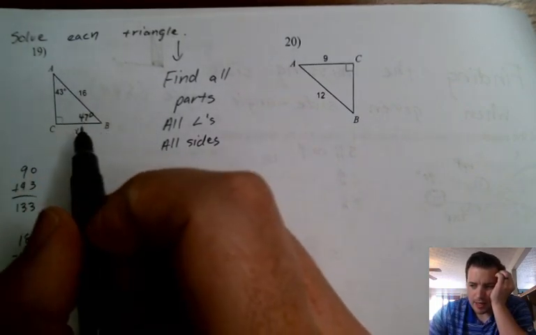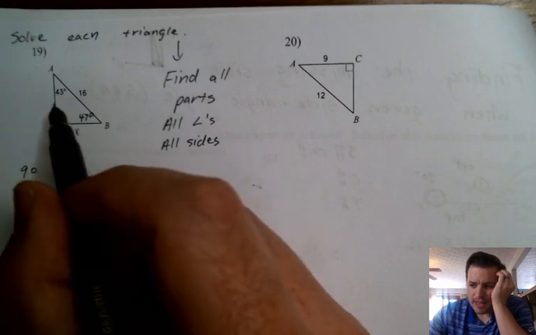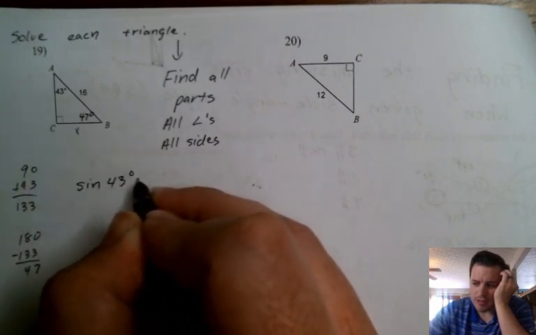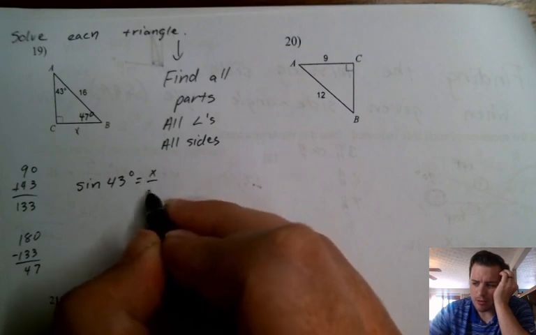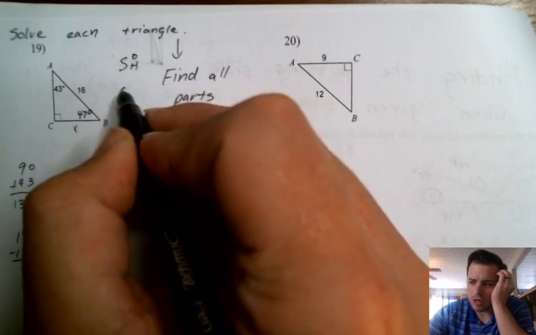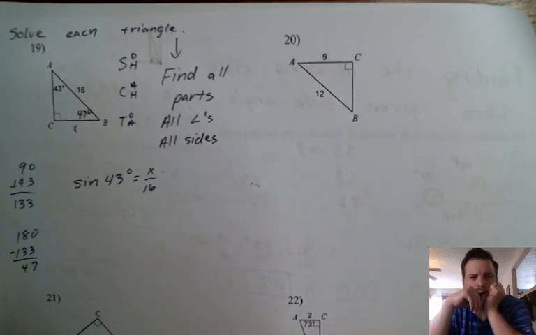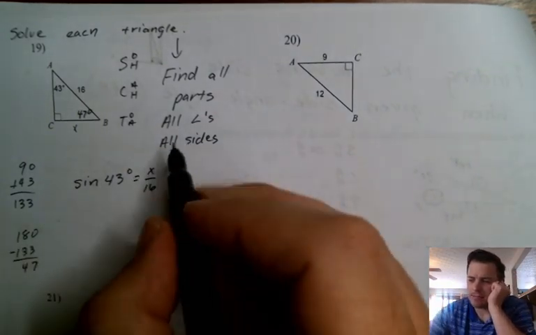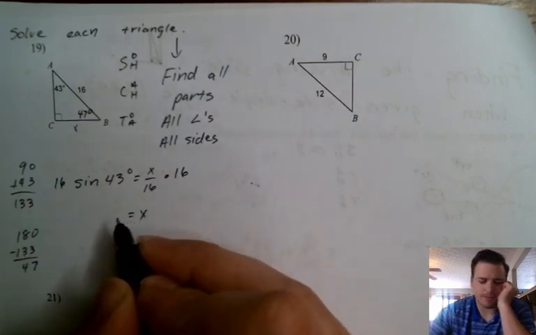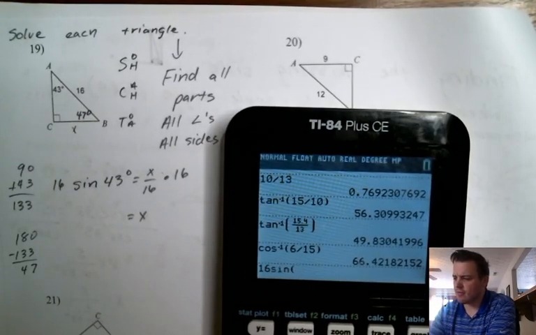Okay? I am going to go sine of 43 degrees. So sine of 43 degrees is equal to x over 16 because I have my whole SOH CAH TOA. I then multiply both sides by 16, and I get x to be, calculator, 16 sine of 43 degrees.